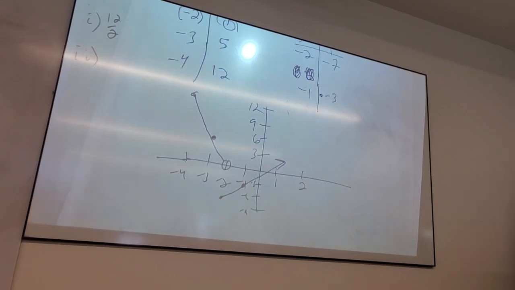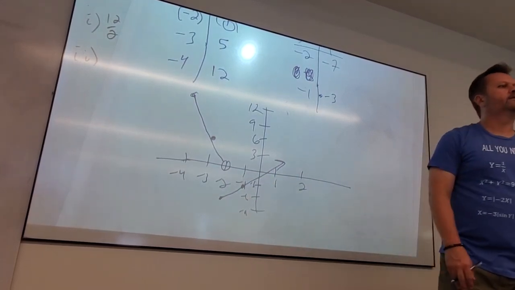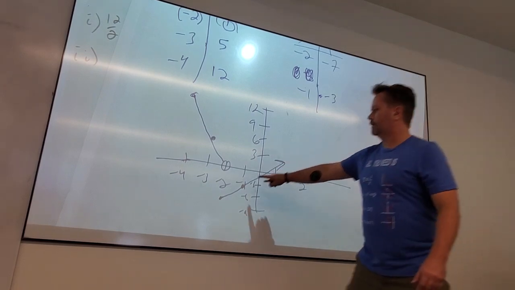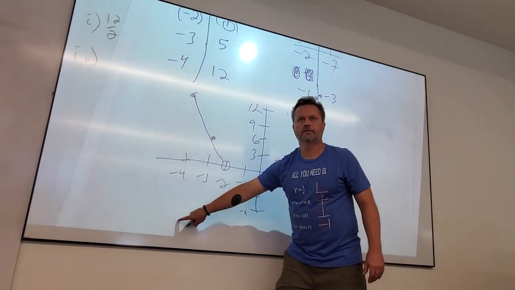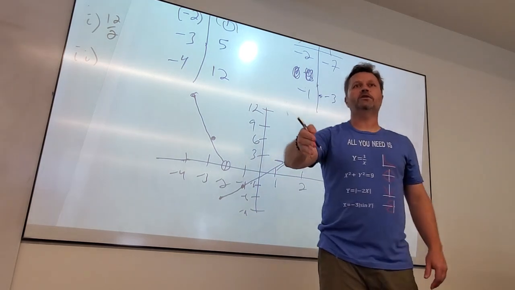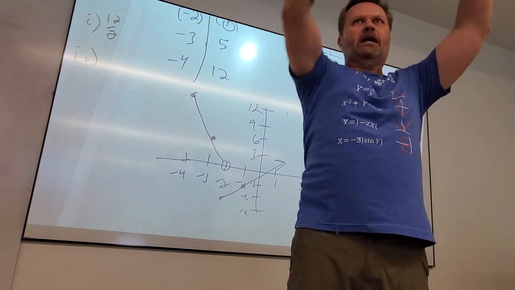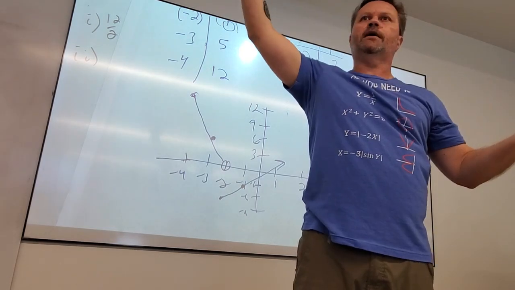That's a piecewise function. Is it a function? Yes. Why? Because it passes the vertical line test. So if I took this line too far, is it a function? No. Because then it wouldn't pass the vertical line test. So just make sure if it's a piecewise function, it better pass the vertical line test. Don't make the whole parabola. Stop where it tells you to stop. Otherwise, it's not a function.